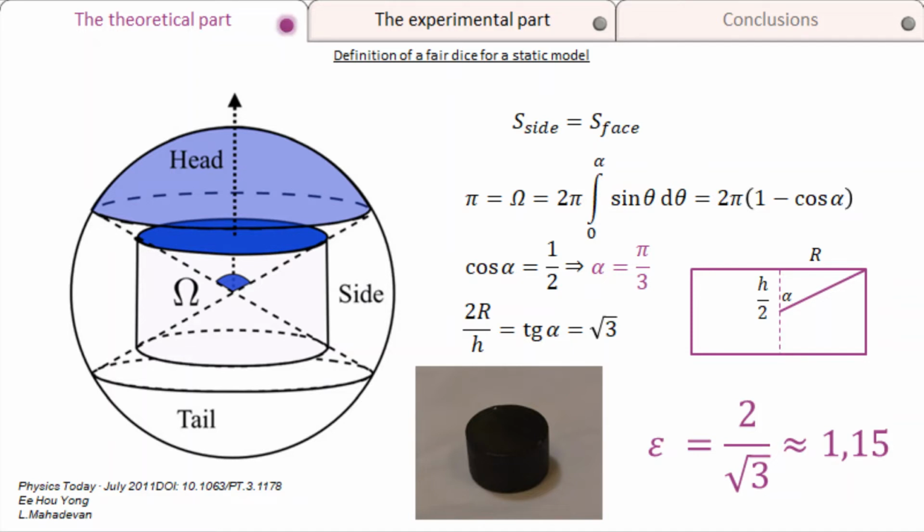When the rolling stops, the sphere disappears. The dice will stay in position on side or on face. To obtain the probabilities of this position, we calculate the ratio of solid angles. The ratio in this case equals 1.15. Only the collisions of the dice with a solid surface can make the dice change the plane of rotation.